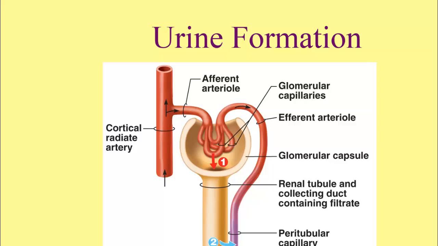So then we have reabsorption occurring. That's what number 2 is showing. We're taking those substances that were filtered out that we need in the blood, and we reabsorb them back to the blood via these little capillaries, these peritubular capillaries that are going to eventually lead to the renal vein and go back to the blood supply. So this blue arrow, very, very important process called tubular reabsorption.